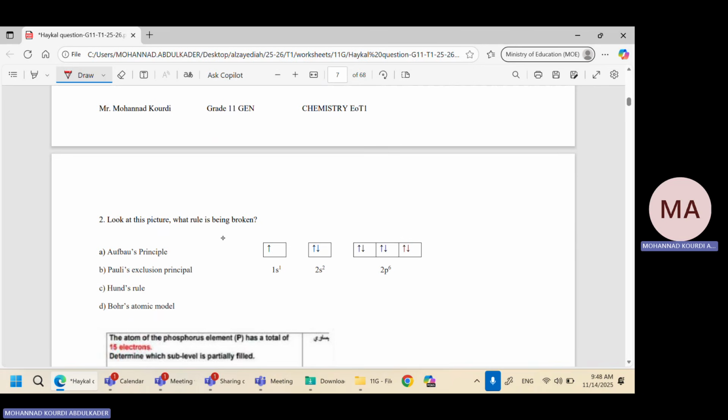Now look at the picture here. Which rule is being broken? As we see here, the Pauli exclusion principle is applied, so I cannot pick it. You see here all electrons are paired with opposite spin, so Pauli is correct. Hund's rule is applied because everything is paired, and the one that has not been obeyed, or is being broken, is the Aufbau principle, because the 1s orbital is not completely filled. So the wrong answer is here.